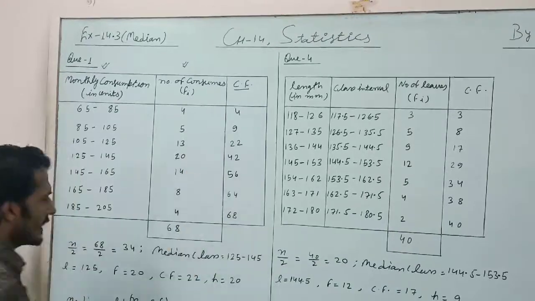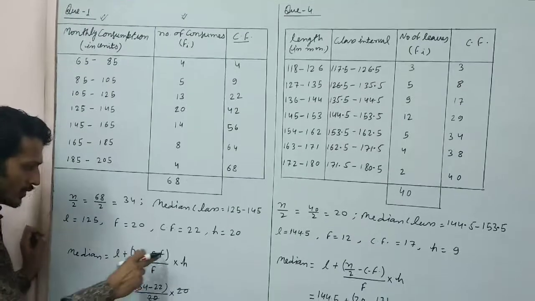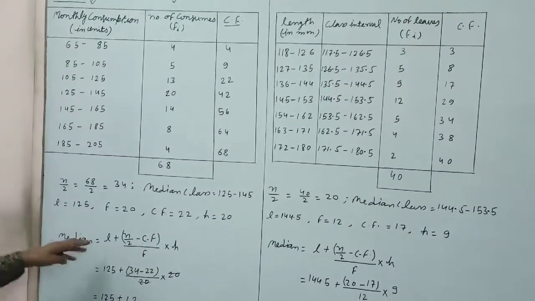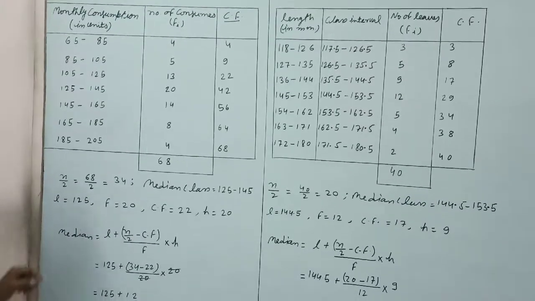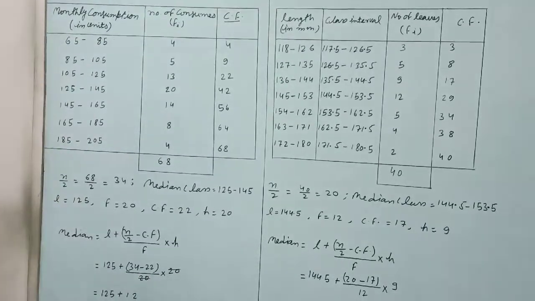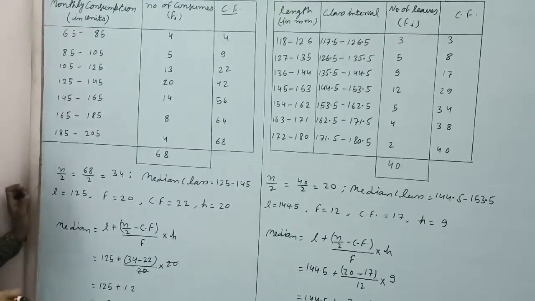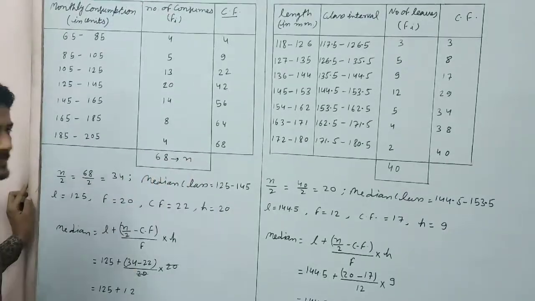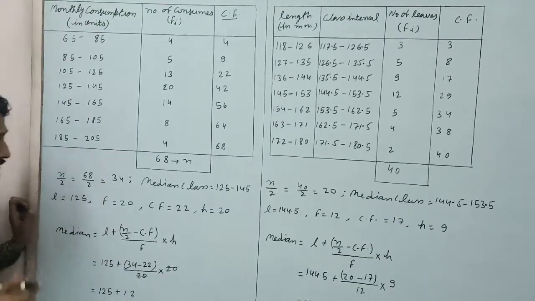Now next, the formula to calculate the median is L plus (N upon 2 minus CF) upon F, into H. What L, N upon 2, CF, F and H are, we will discuss. First of all, we need to find the median class, and for that we first calculate N upon 2. N is the sum of frequencies, that is sigma Fi, which is 68. So N becomes 68, and N upon 2 becomes 68 upon 2, that is 34.